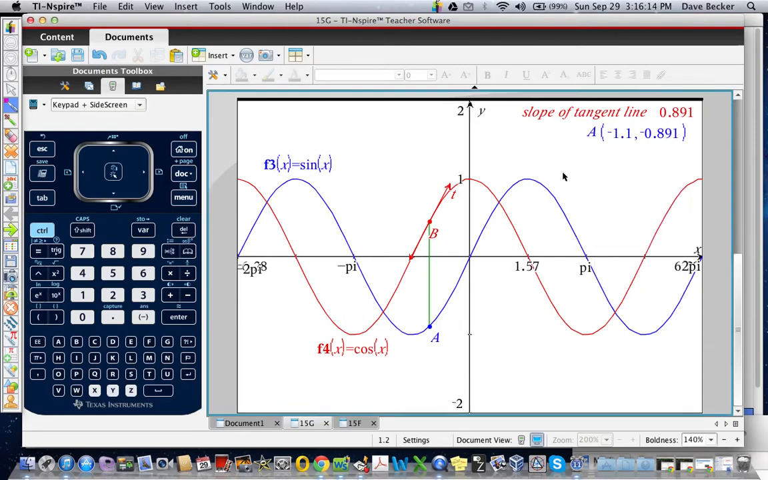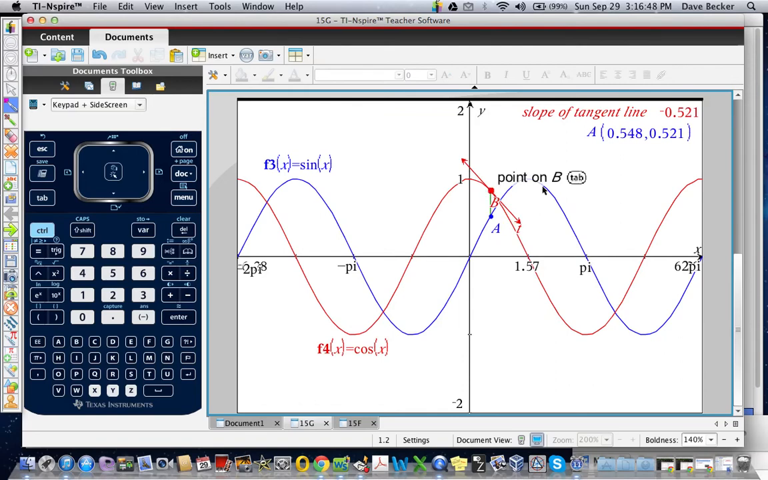And again, I want you to look at the value of sine as compared to the slope of cosine for the same value of x. Okay, so 0.891, negative 0.891. Move it over here. Let's see. The slope of cosine at this particular point, the slope of the cosine curve is negative 0.783. And the sine is 0.783, positive 0.783.